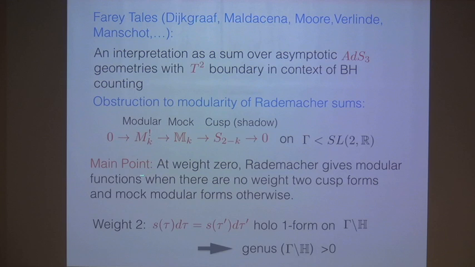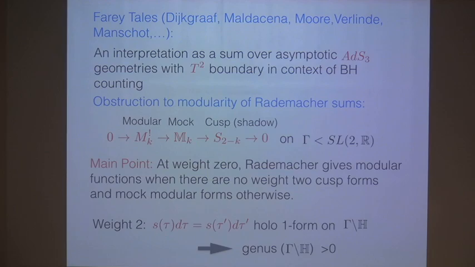And at weight zero, k equals zero here, this is a question about the existence of weight two cusp forms. If there are no weight two cusp forms, then Rademacher gives you modular objects. If there are, there's an obstruction, and it produces mock modular forms. This is one of the ways you can define what a mock modular form is. It's what Rademacher gives you when there is an obstruction to modularity.